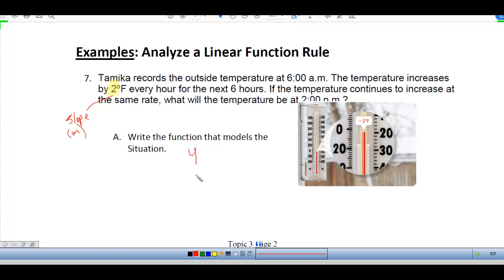So we're going to write that function rule, or a function using function notation. So we've got our equation. We just identified the slope from the problem. It's a change of 2 degrees every hour. And it looks like here they give me some additional information. We started, or we are at -3 degrees. That's an initial value. That would be my y-intercept.